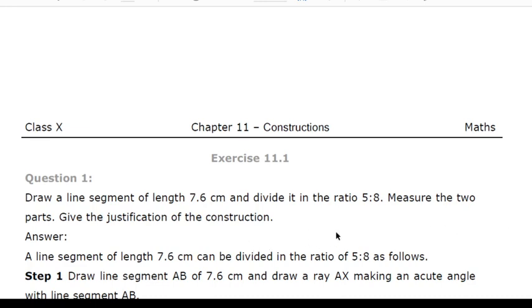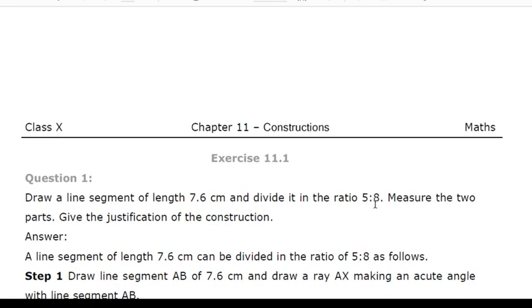Draw a line segment of the given length, divided in the given ratio. Ratio means a thing is divided into two parts such that one part is 5 and the second part is 8. It means the total parts is 5 plus 8, 13.